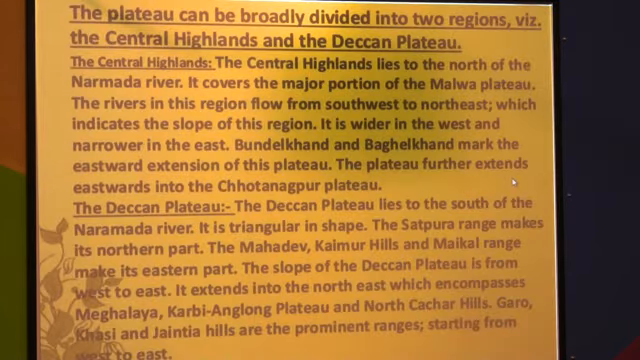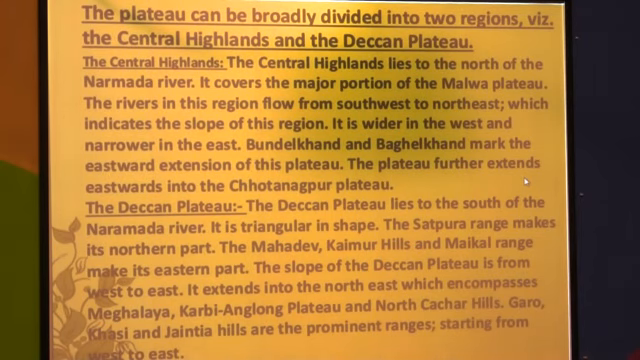See students, the plateau is divided into two regions, that is central highland and Deccan plateau, as we have just seen on the map. The central highland lies to the north of the Narmada river. It covers a major portion of the Malwa plateau. The rivers in this region flow from southwest to northeast direction. See students, some rivers are flowing in the southwest to northeast direction, which indicates the slope of this region, means the slope is in the northeastern part, and these rivers mix in the Ganga river.